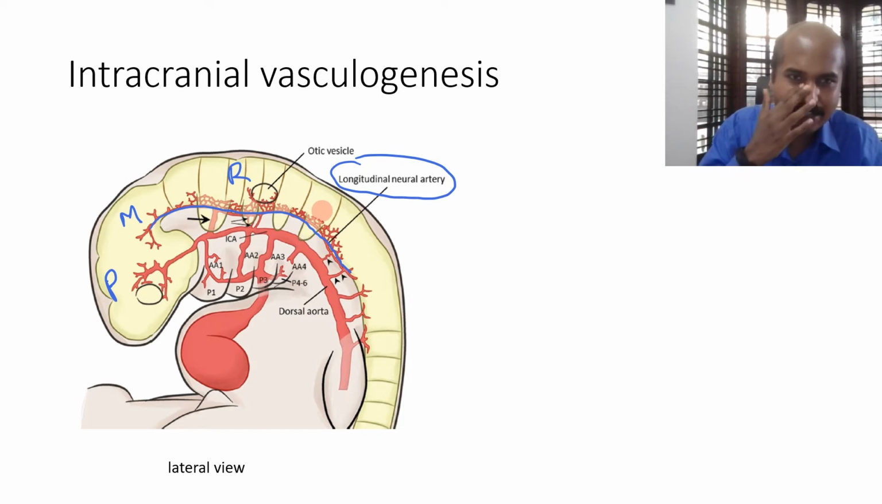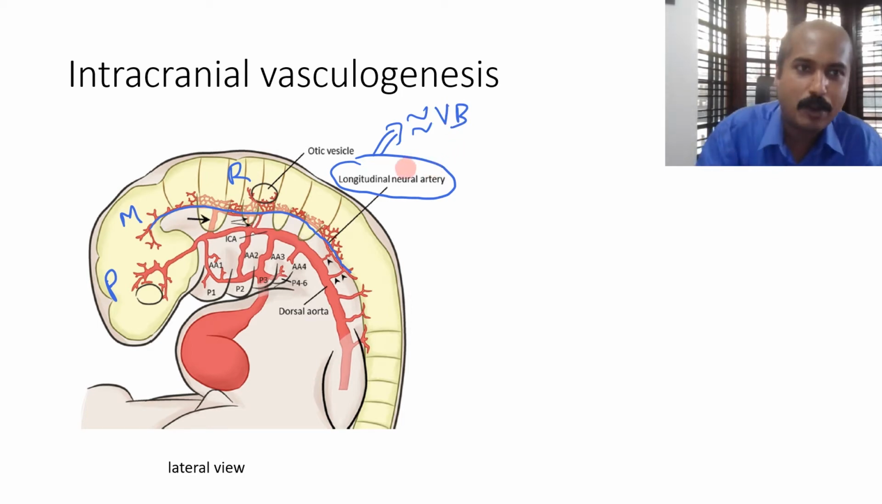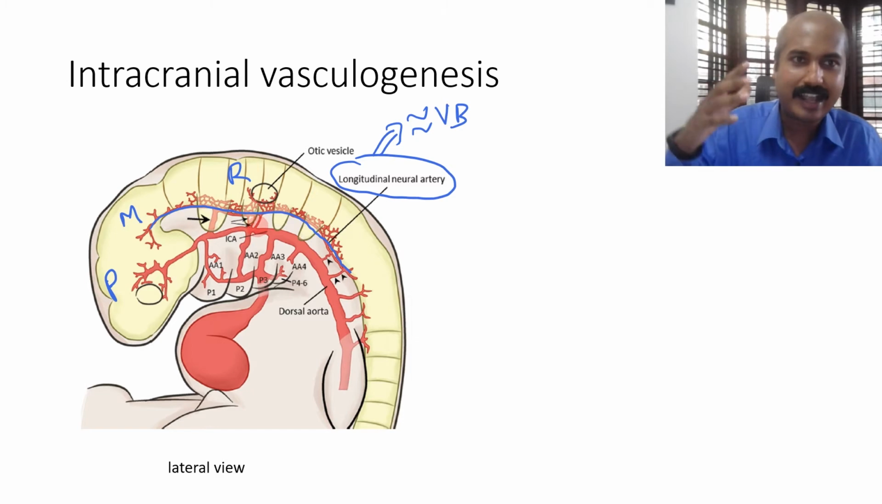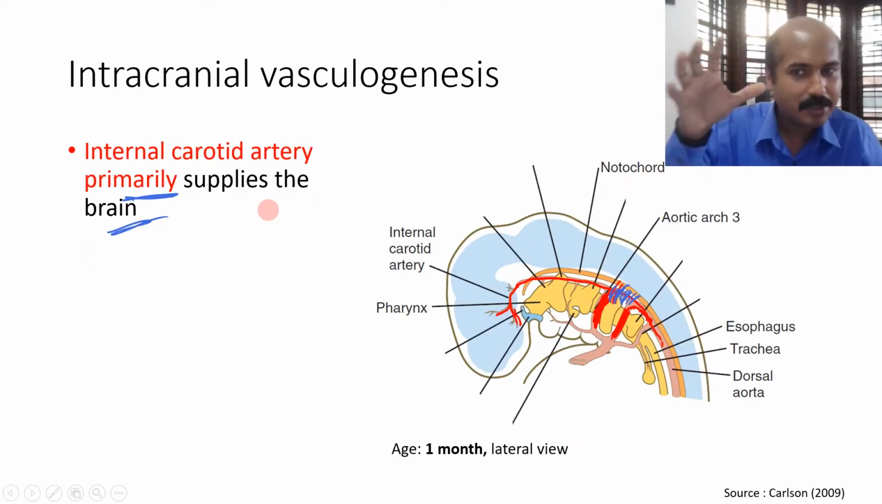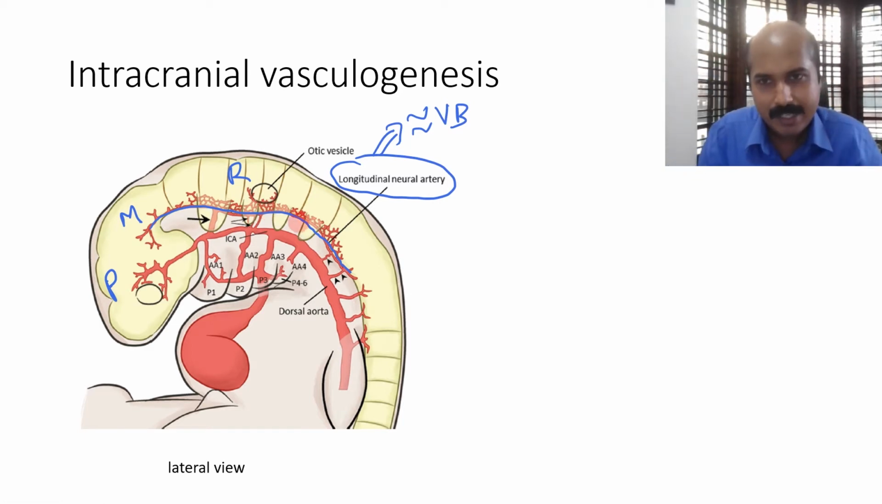Why I said all this is because, being very familiar with the adult anatomy, you can obviously understand that the longitudinal neural artery is going to be the precursor of the vertebrobasilar system, or the posterior circulation. But one interesting point here is that you don't have the vertebral artery. There is no vertebral artery now. You only have the internal carotid artery. As I mentioned in the previous slide, the internal carotid artery is primarily supplying the brain. That's why I made that statement initially. So the internal carotid artery is going to supply through the longitudinal neural system, through these series of vessels.